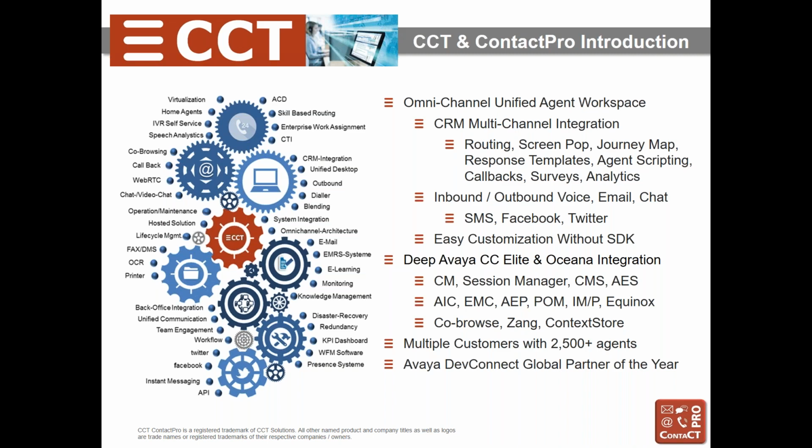We can also integrate with Avaya's co-browse server if a caller or a chat customer wants to co-browse with an agent so that the agent can show them how to do something. Avaya Zang is an SMS gateway solution that we can integrate with. Context Store takes information from a customer's website and we can present that information to an agent also. So we really focus on integrating with Avaya. That's our focus. We've got multiple customers that have over 2,500 agents with our agent desktop, and we were very proudly awarded the DevConnect Global Partner of the Year several years ago. So we've got a deep history with Avaya.